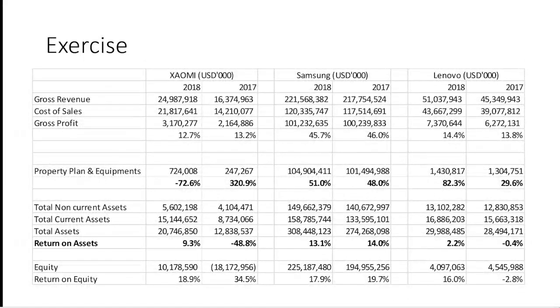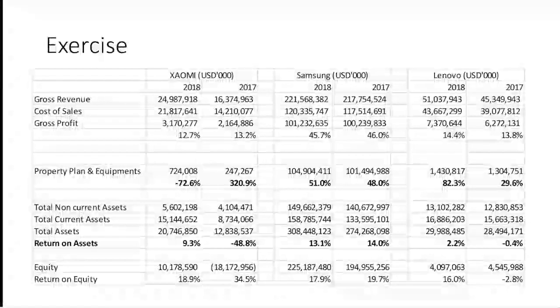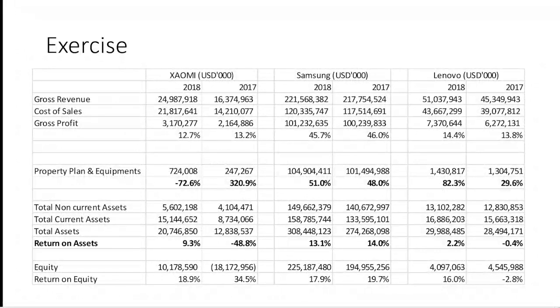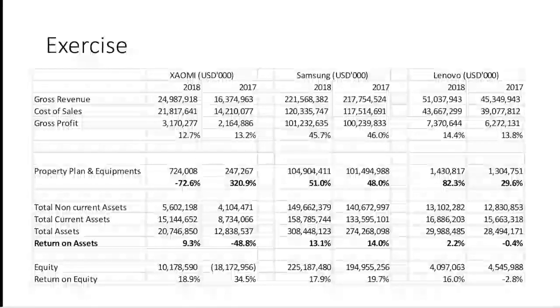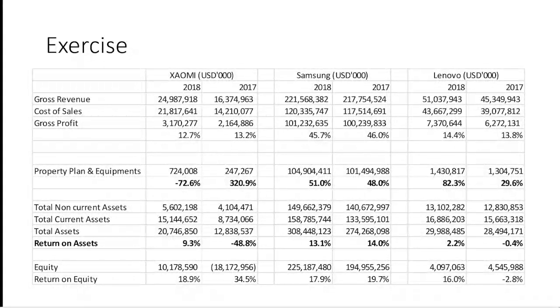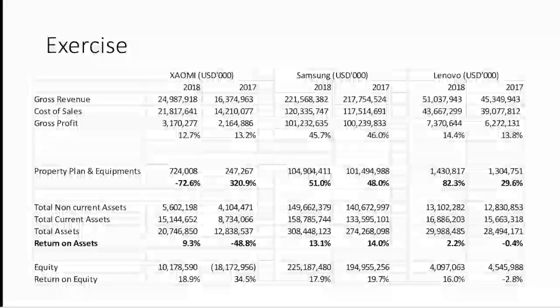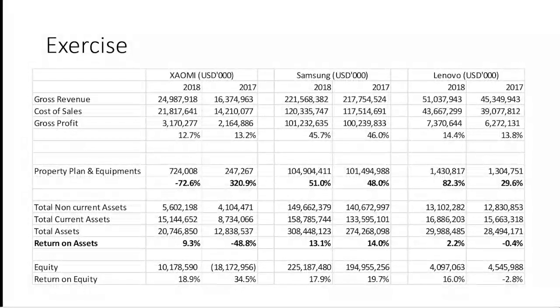And we said the gross profit or the profitability of the company does not matter if they are not able to return that to the equity shareholder. Now let's look at the return on assets. Return on assets for Xiaomi is 9% for 2018, Samsung is at 13%, and Lenovo is at 2%.